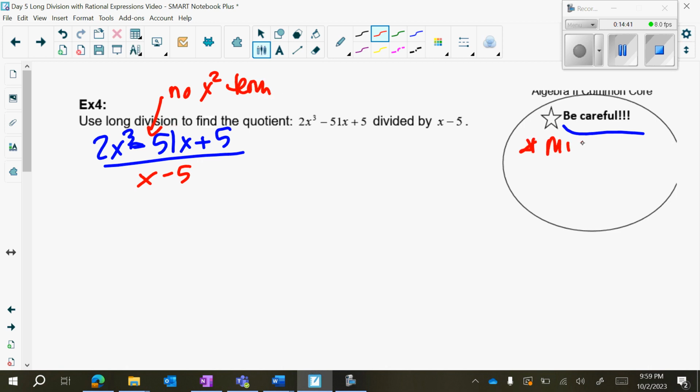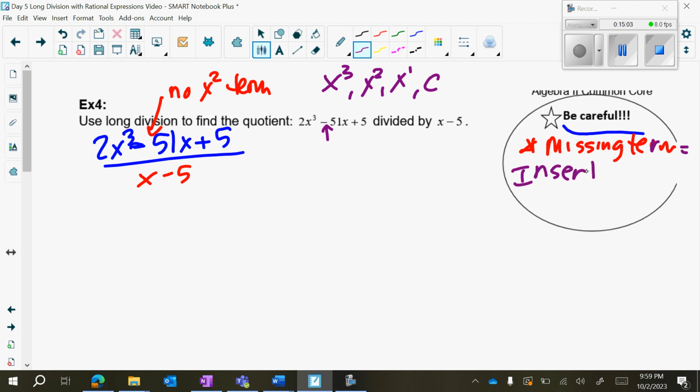So whenever there is a missing term, basically a polynomial should be in standard form. And standard form means that it should be going in order from x cubed to x squared to x to the first to the constant, which is no x. This one is missing the x squared term. So whenever there's a missing term, you have to insert a 0 placeholder wherever the missing term is, all right?